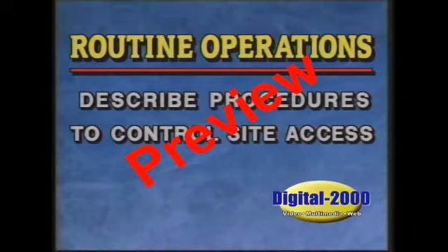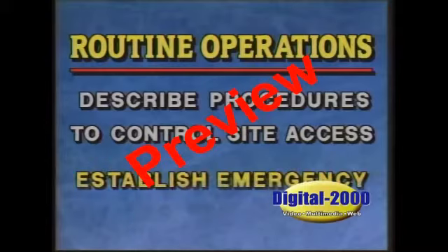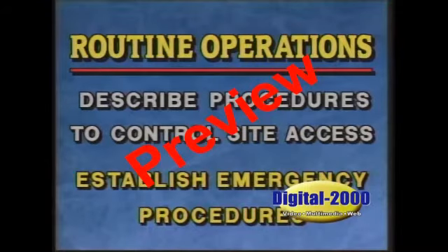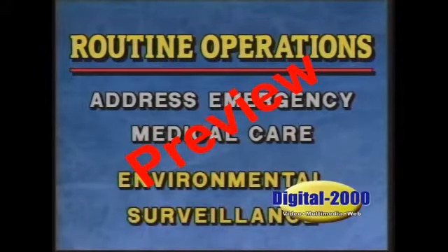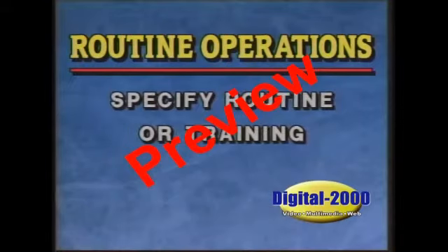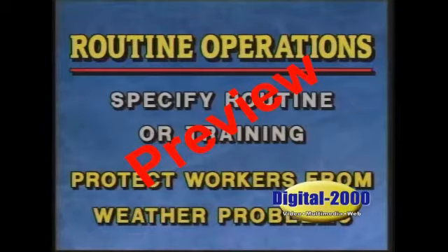Establish procedures to control site access. Establish site emergency procedures. Address emergency medical care for injuries and toxicological problems. Describe requirements for an environmental surveillance program. Specify any routine and special training required for responders. Establish procedures for protecting workers from weather-related problems.